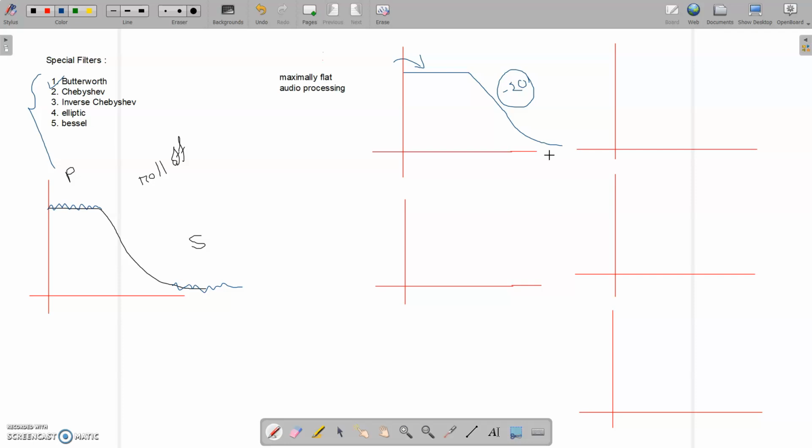But sometimes we may want a faster transition. I have a transition, from this portion to this portion, where the transition is occurring, and sometimes we want a faster transition. So this was my first one, the Butterworth. If we want a little bit faster transition, the second one comes: the Chebyshev filter.